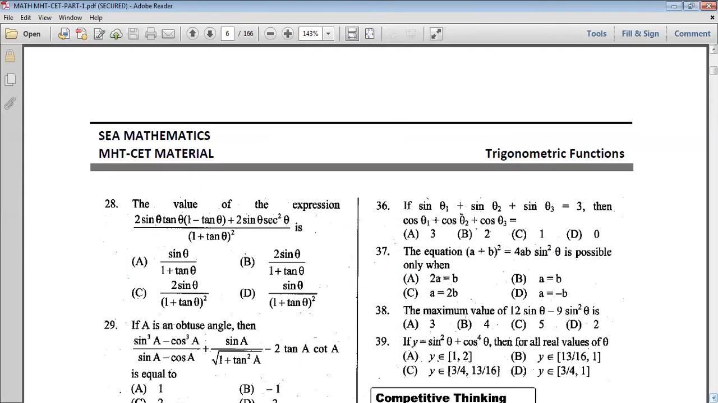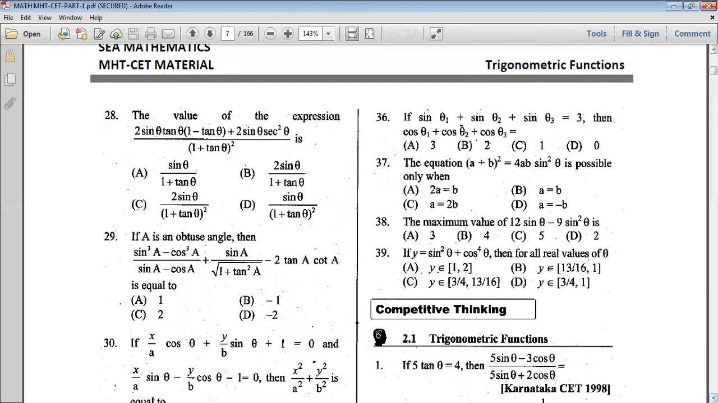Yes, look at the next problem, the 28th problem. This is 2 sin theta tan theta into 1 minus tan theta plus 2 sin theta secant square theta upon 1 plus tan theta whole square. So we have to do the simplification. Just observe here.